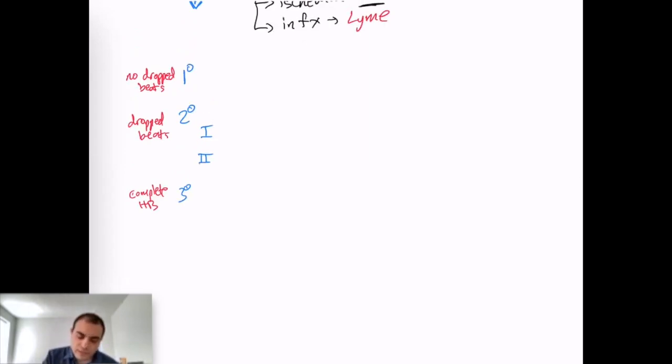So first degree heart block just means that the PR interval is prolonged, okay? So you have an EKG, and this is kind of how it looks. This one is prolonged.